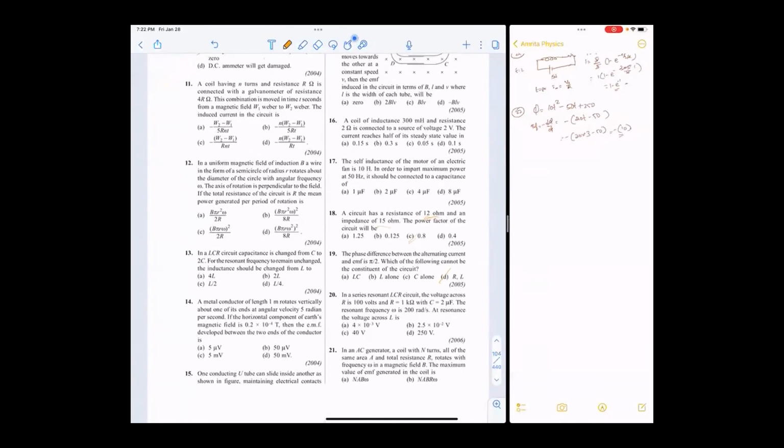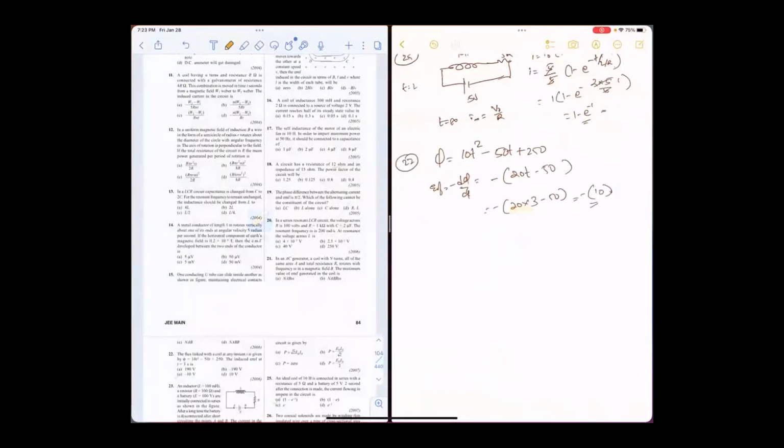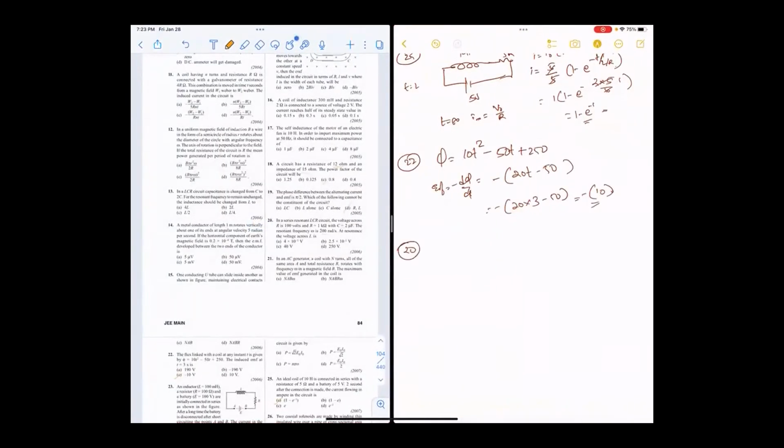In a series resonant RLC, the voltage across R is 100 volts. R is 1 kilo ohm, C is 2. Resonance frequency is 200. At resonance, the voltage across L is? So how do you get it? Voltage across L. So what is the total voltage he gave? Omega he gave. So the voltage of the source is equal to the voltage of the resistor. Agreed? So what is the current? 20th question, at resonance.